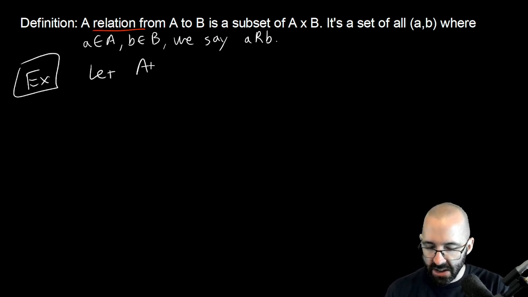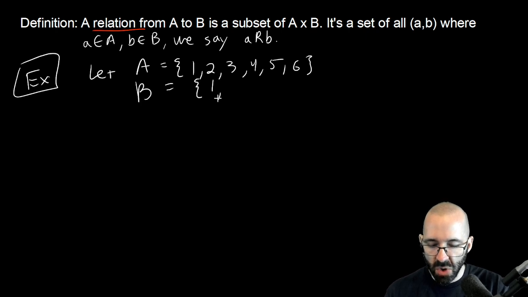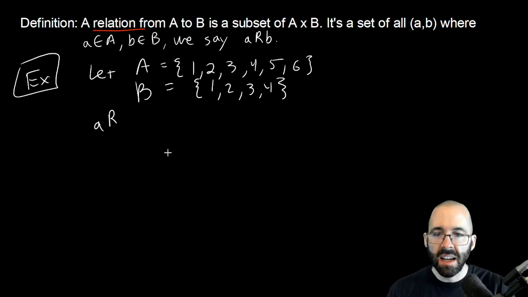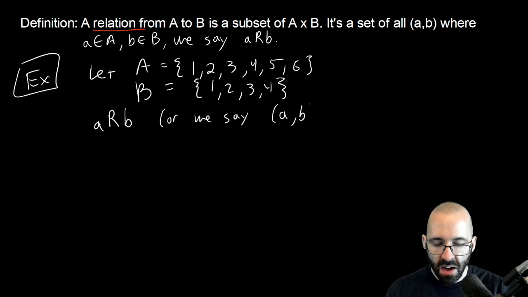So let's say A is the natural numbers from 1 to 6. And let's say B is the natural numbers from 1 to 4. And let's define a relationship. Let's use lowercase a and say a is related to b. Or again, we could also say the ordered pair (a, b) is in the relation.